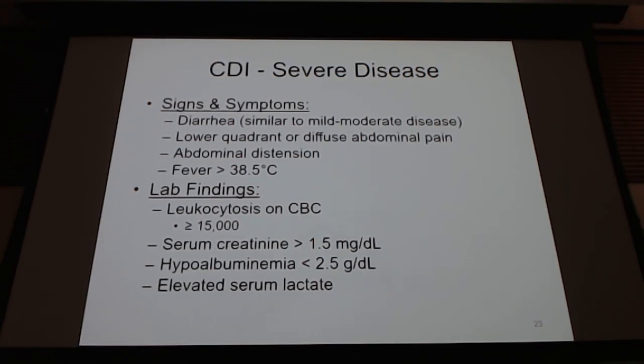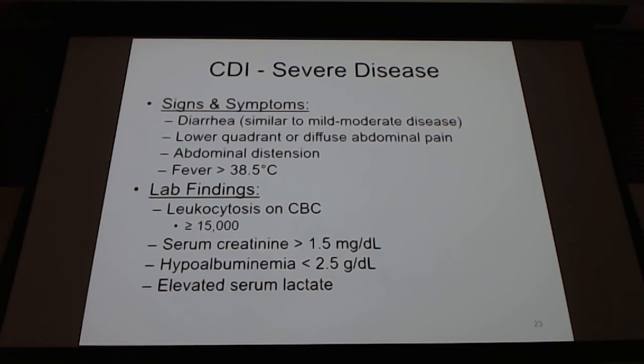You get severe disease, again with that diarrhea. We're going to see lower quadrant or diffuse abdominal pain, distension, but now we're starting to see that they are febrile. This is concerning. So that leukocytosis again, usually greater than 15,000, and that serum creatinine. Why do you think the creatinine is going up when we're talking about a GI problem? Now we're affecting the kidneys? Any ideas? When you're peeing out of your butt, you're probably getting dehydrated.